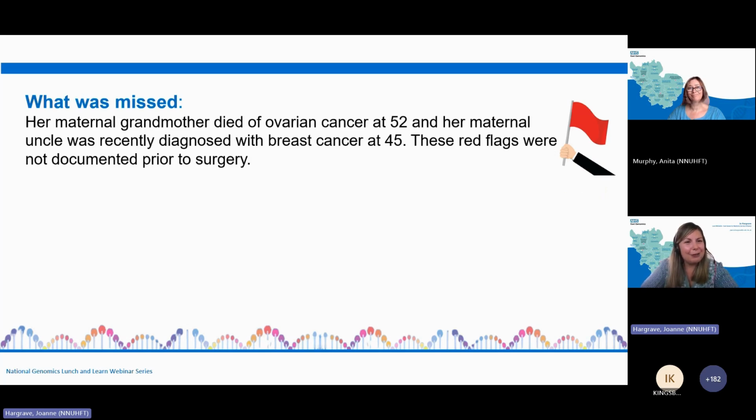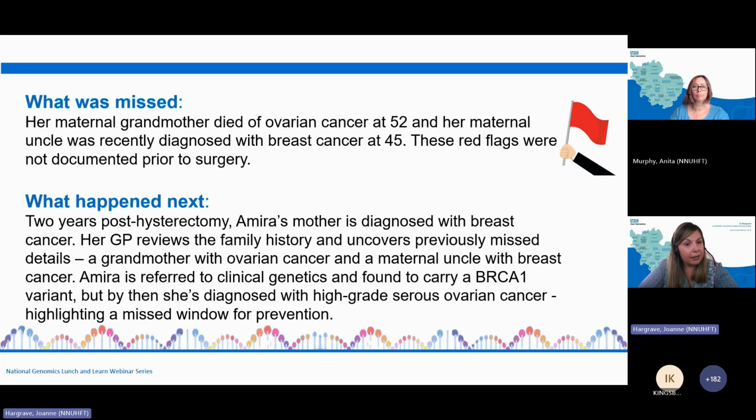Aha! Her maternal grandmother died of ovarian cancer at 52, and her maternal uncle was recently diagnosed with breast cancer at 45, and these red flags were not documented prior to surgery. What happened next? Well, 2 years post-hysterectomy, Amira's mother is diagnosed with breast cancer. Her GP reviews the family history and uncovers those previously missed details. And Amira is referred to clinical genetics and found to have a BRCA1 variant. But by then, she is diagnosed with a high-grade serous ovarian cancer, highlighting the missed window of prevention.